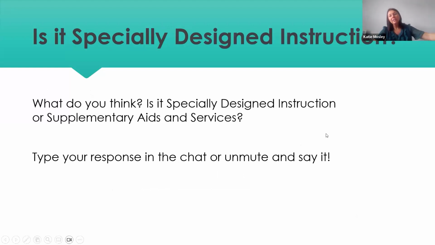All right, so we're going to do a little poll game activity here. So Alana's going to launch a poll here in just a second. Here we go. Materials in Braille is the first one. What do you think it is? Do you think that is a piece of specially designed instruction, or do you think that is an accommodation or support?